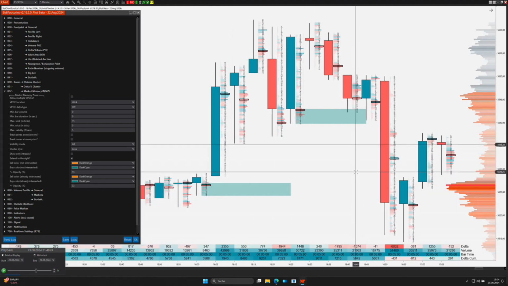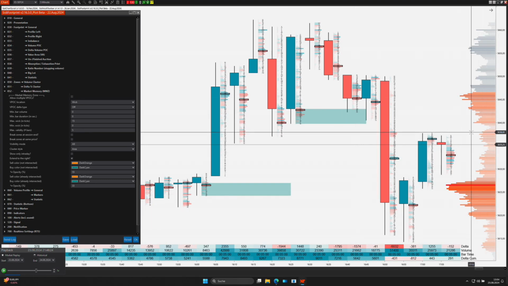In the next video, we will take a look at the volume profile section here on the right-hand side.